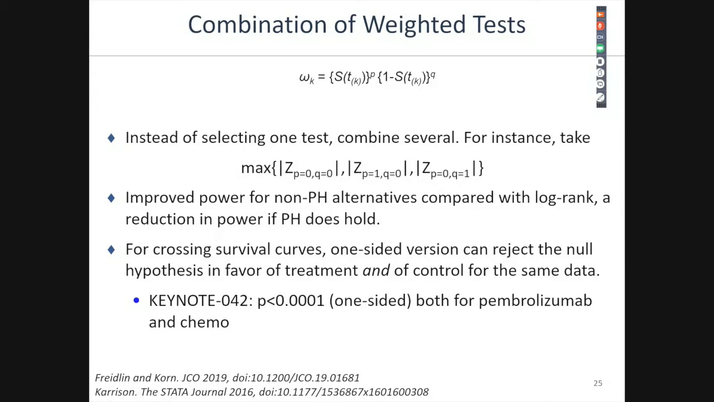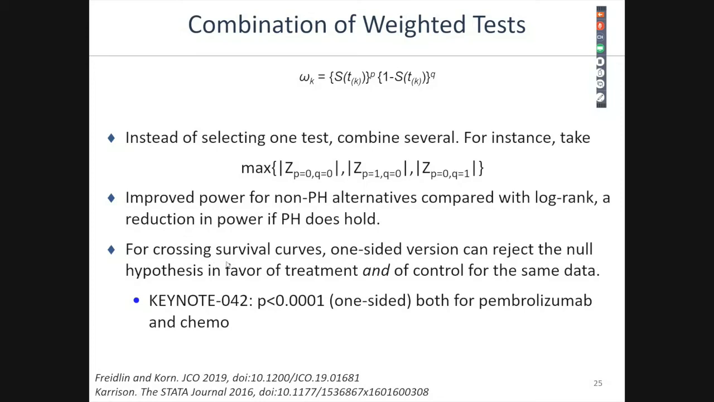Now, in this approach, you would get improved power as compared to the Logrank test in a situation when the assumption of proportional hazard is not fulfilled. But again, you would get a reduction in power if the proportional hazard assumption does hold. So this choice is, in a sense, robust regarding the differences of survival curves on which we will focus, but it may incur a loss of power if, in fact, the proportional hazard assumption holds.